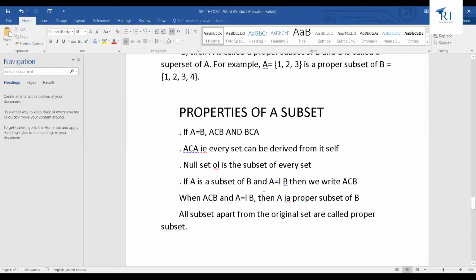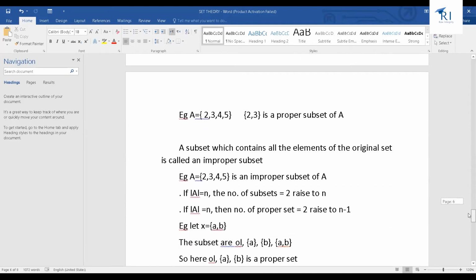If A is a subset of B and A is not equal to B, then we write A is a proper subset of B, just like we said about proper and improper sets. For example, we have set A as 1, 2, 3, 4, 5, and 2, 3 is a proper set because it just took two elements from this set. So it's a proper set.